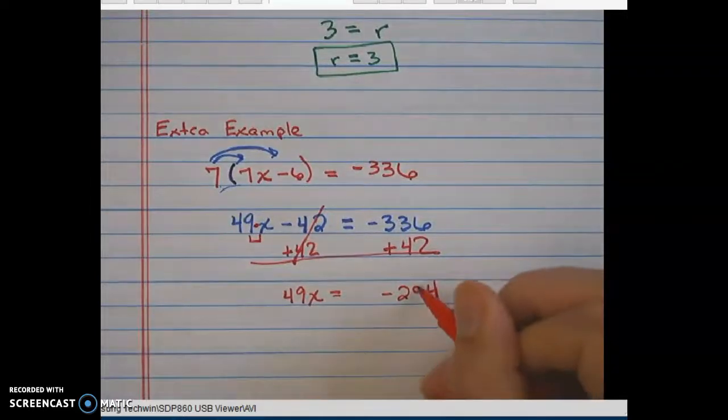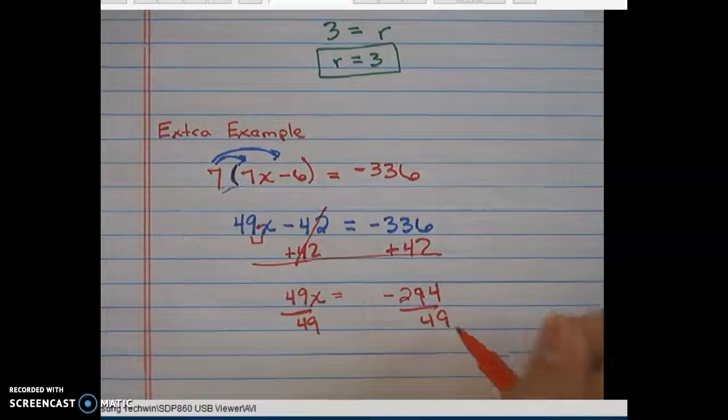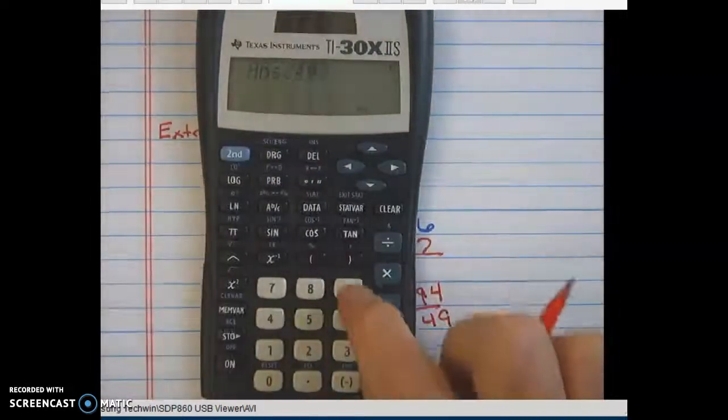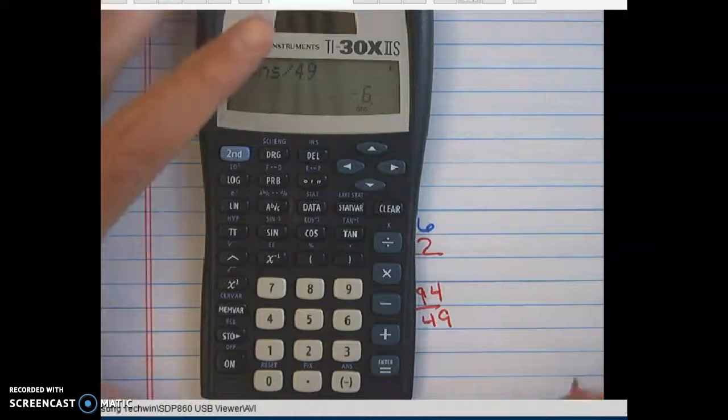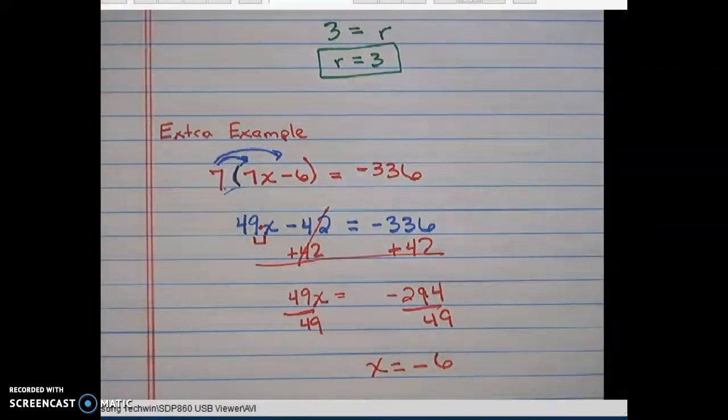And then at that point we have to get rid of the times 49, so we divide by 49. And again, I'm not really sure what that is, so if I use a calculator, I already have that in there. I can divide by my 49, and I get an answer of negative 6. So if you tried this problem on your own and you had an answer of negative 6, great job.